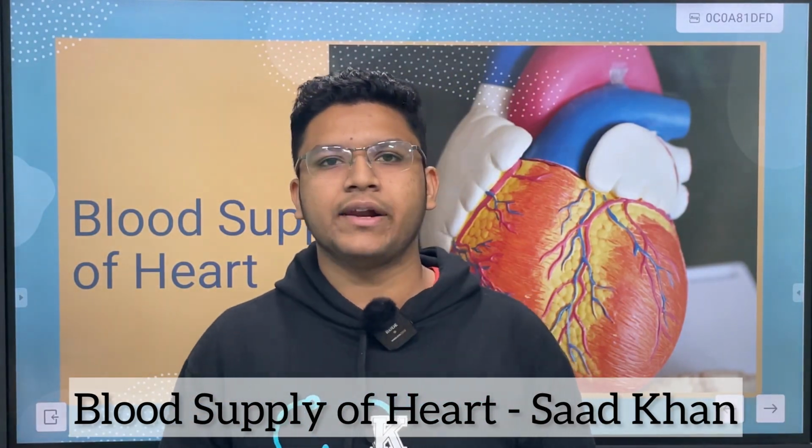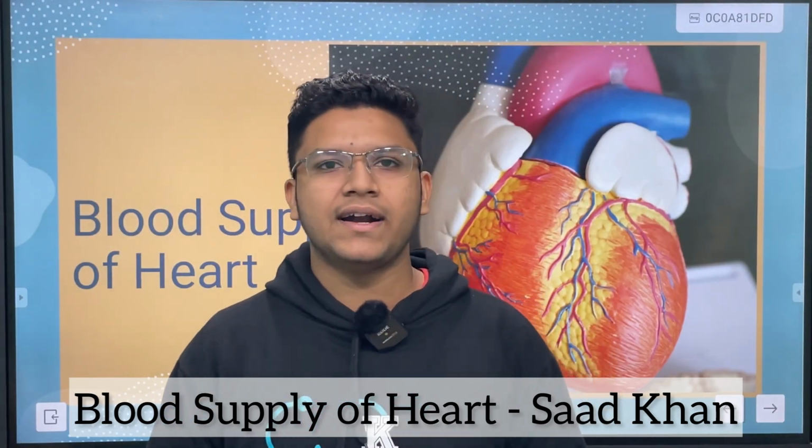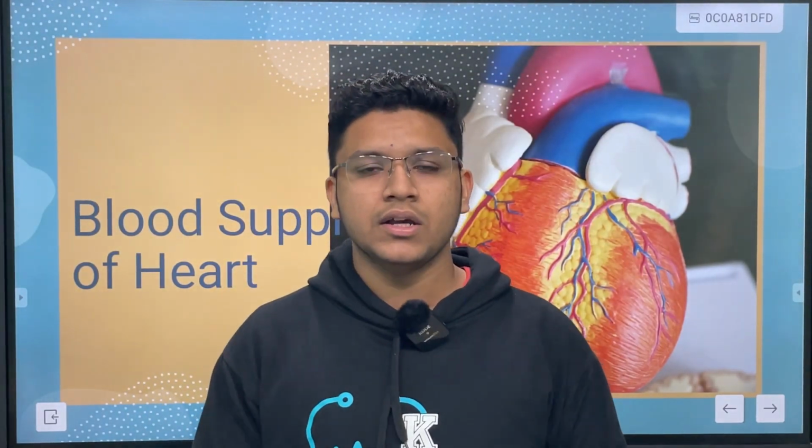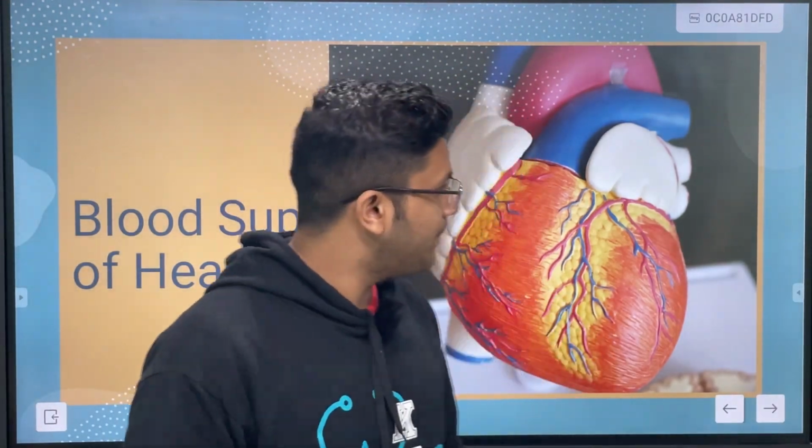Hello everyone, today we are going to discuss the blood supply of heart. Blood supply of heart is divided into two parts. One is the arterial supply of the heart and the next one is the venous drainage of the heart. We will discuss each one of them in detail. So let's start with the topic.